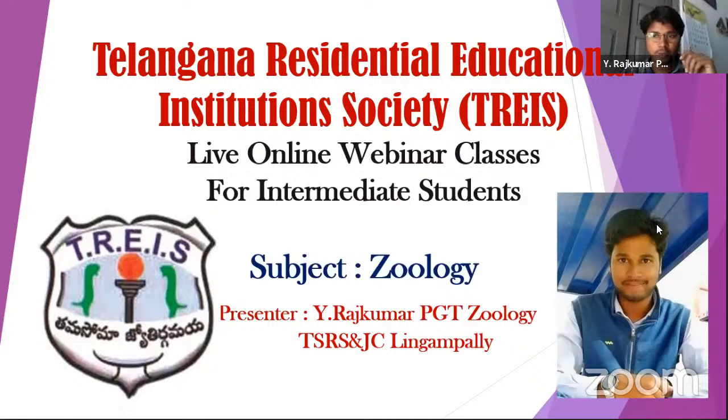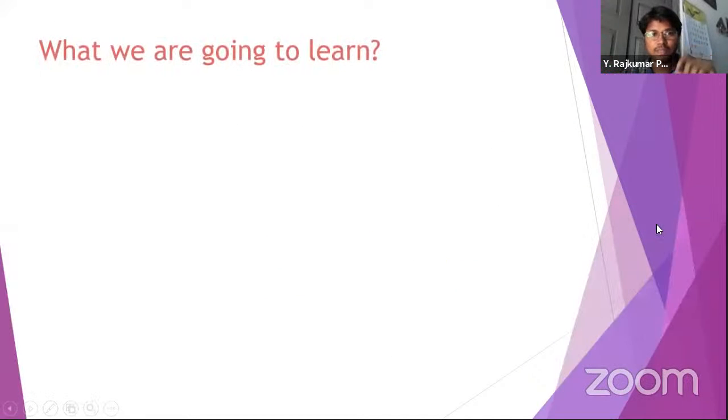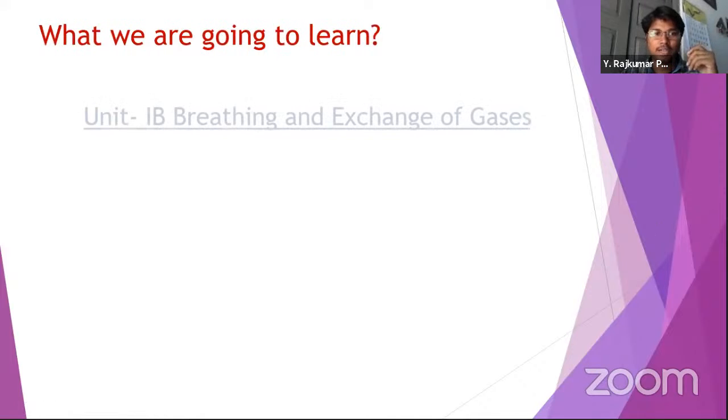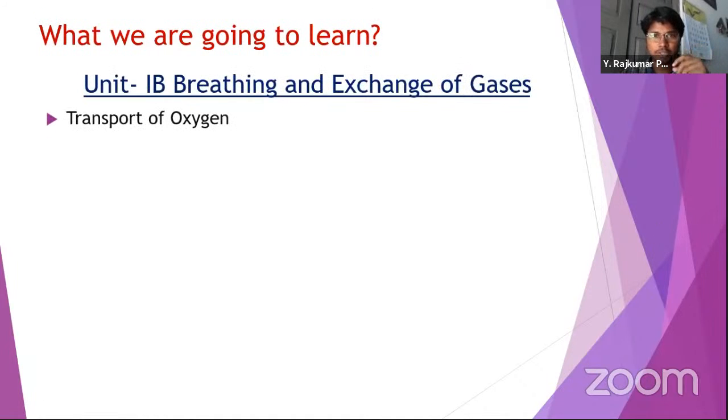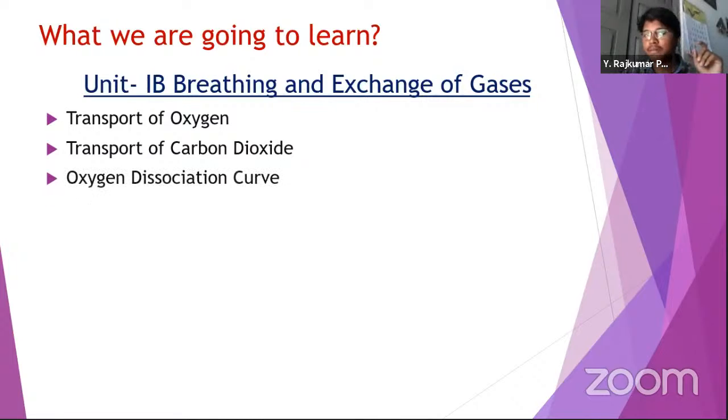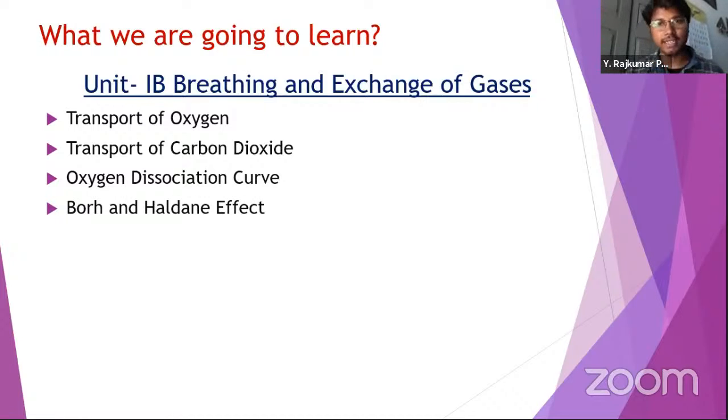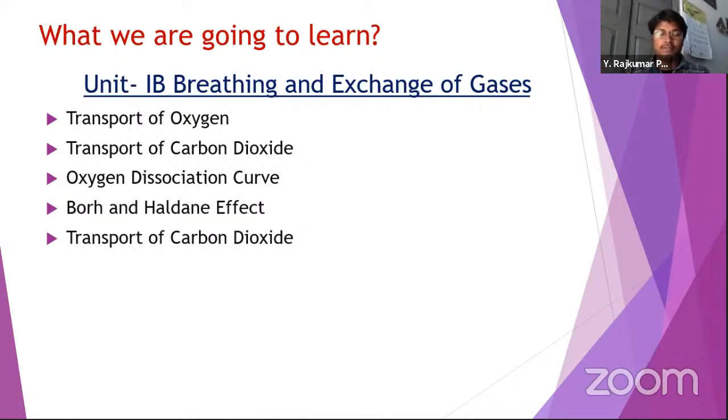Let's see what we are going to learn from this chapter. We are going to learn about the transport of oxygen at the cellular level and transport of carbon dioxide from tissues to the alveoli. And we will be learning about the oxygen dissociation curve. There are two effects that we need to learn in the exchange of gases, that is the Bohr and Haldane effect. We will also learn about the transport of carbon dioxide.